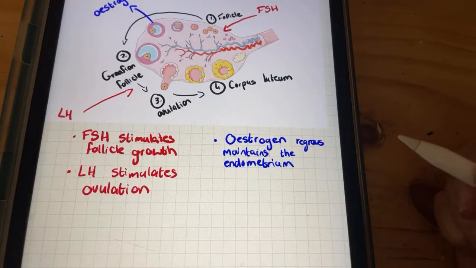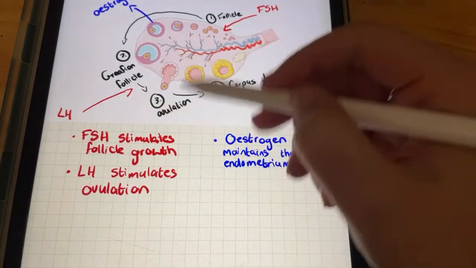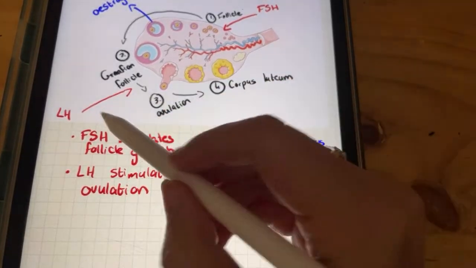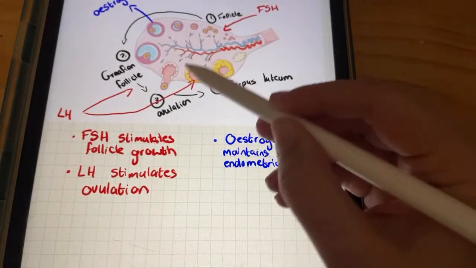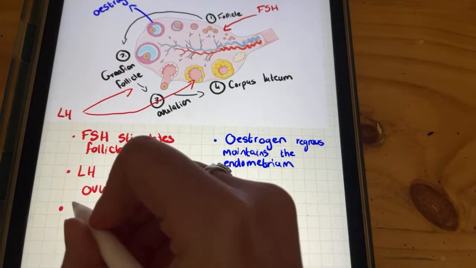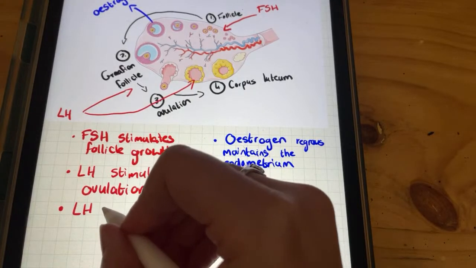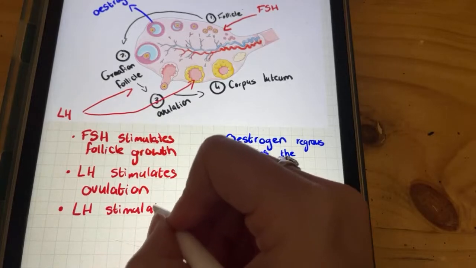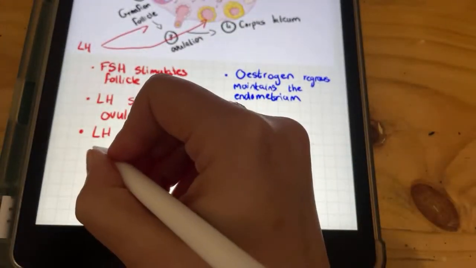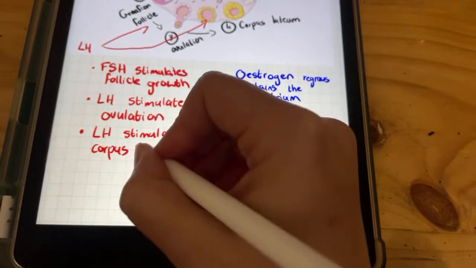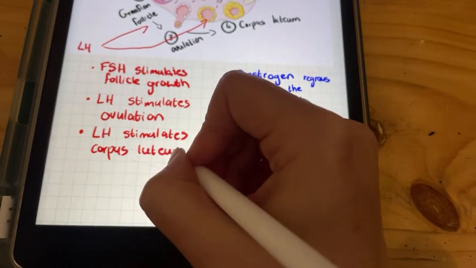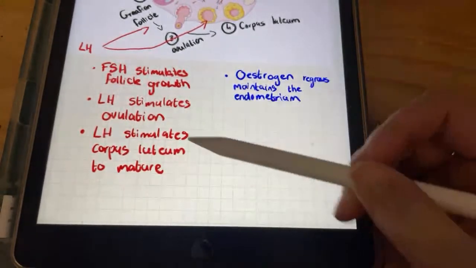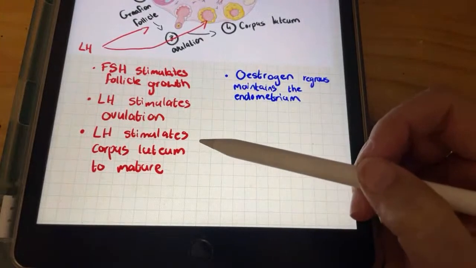Okay? And it does something else. Once ovulation occurs, so the egg is released, LH also causes the corpus luteum to mature. So LH stimulates the corpus luteum to mature. Okay, a lot of you probably don't know that that's its second function.